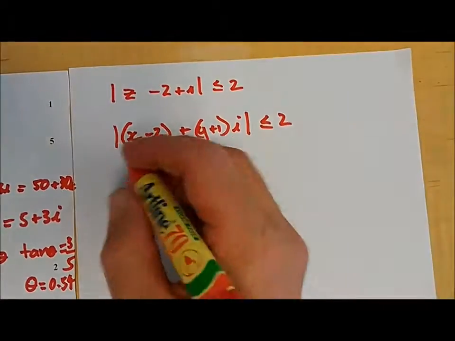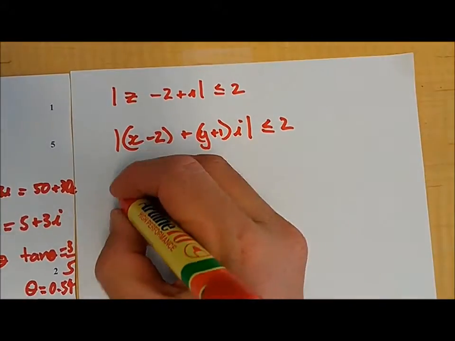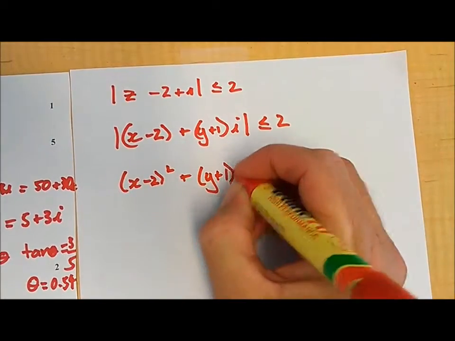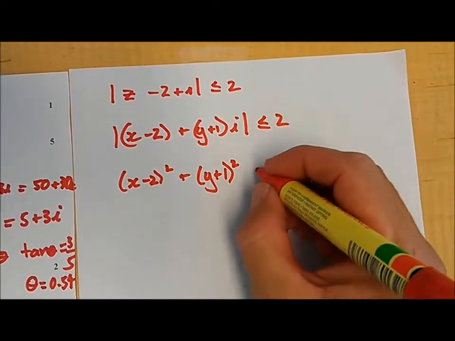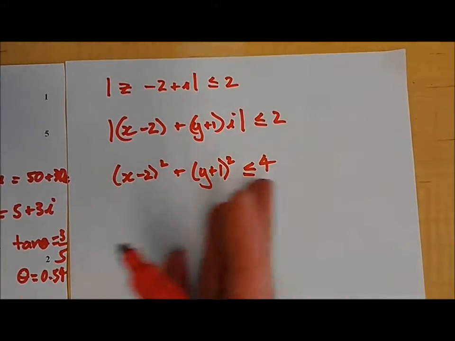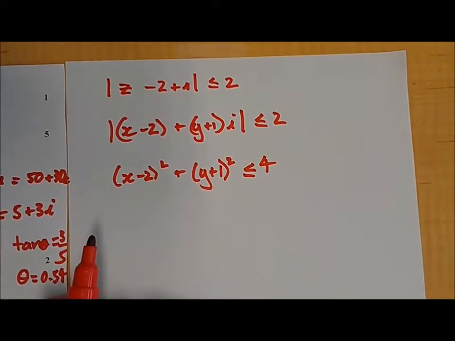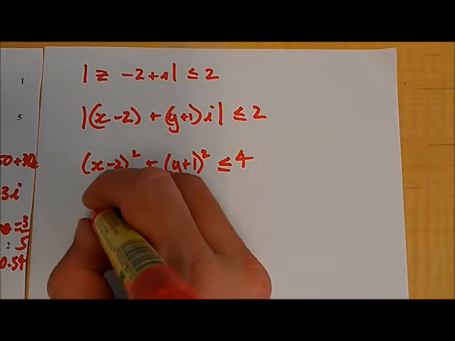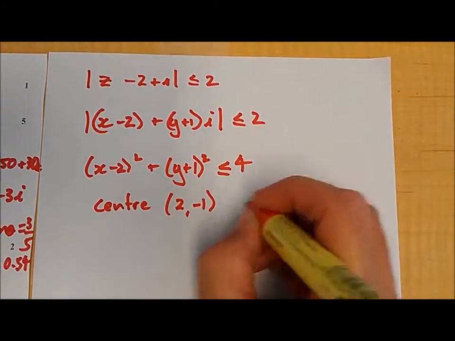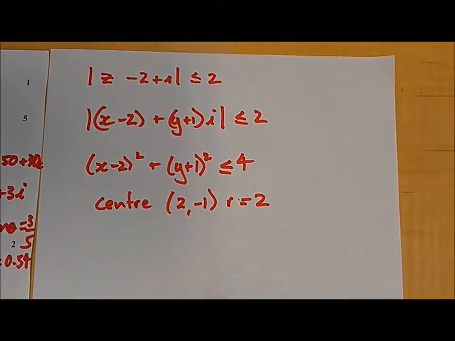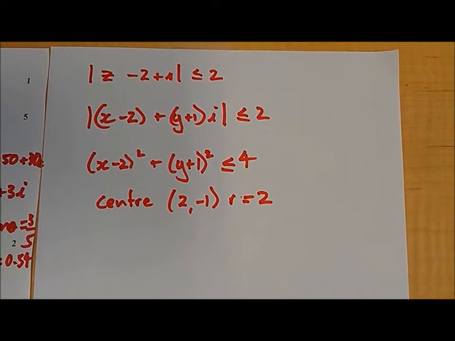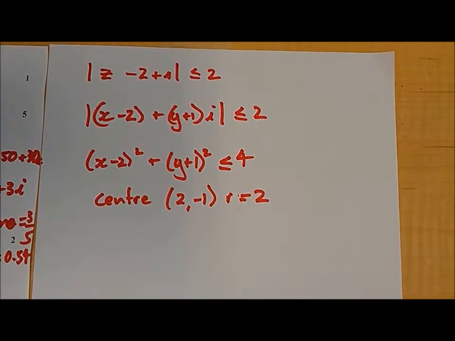Algebraically, work through it. Modulus is the square root of all that, the real part squared plus the imaginary part squared. I'm not going to want the square root to hang around, so I'm going to square both sides and get it like that. And that'll tell me that I've got a circle radius 2. So the centre is at 2, -1, and the radius is equal to 2 for that circle. And because it's less than, it will be all of the area enclosed within that circle that I'm interested in here as my region.